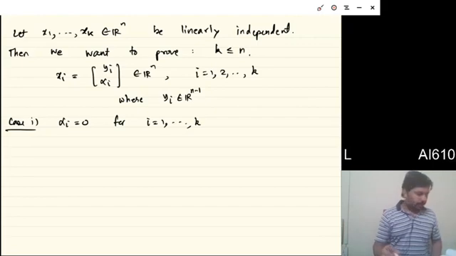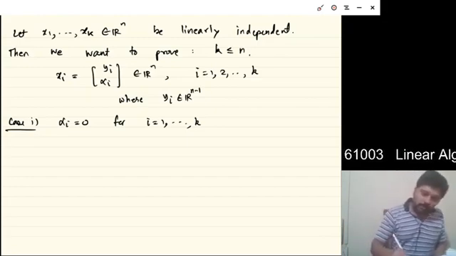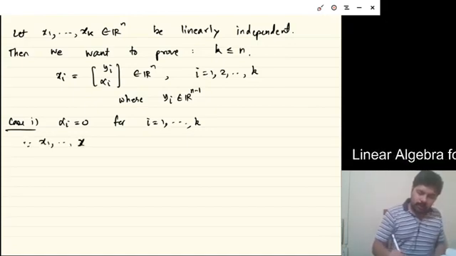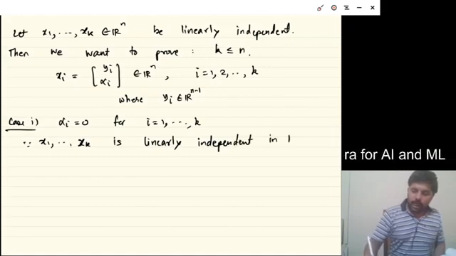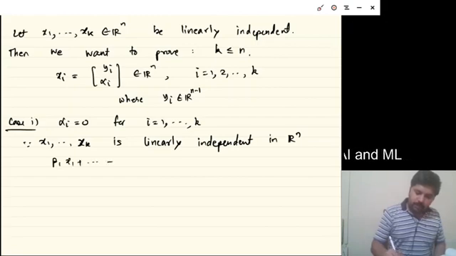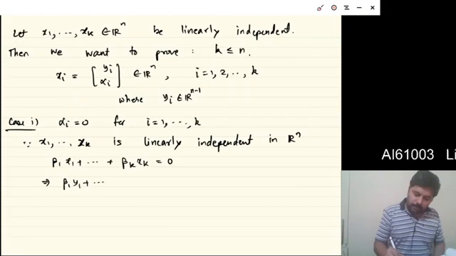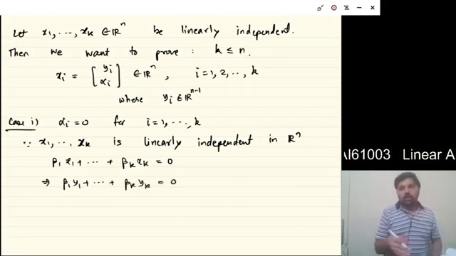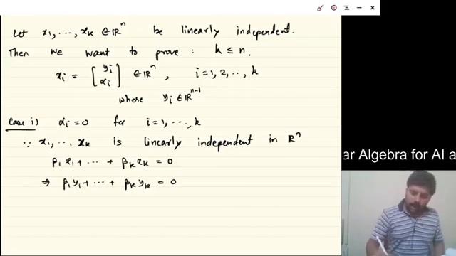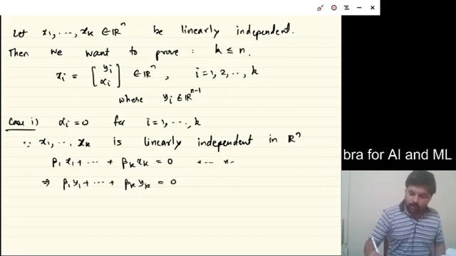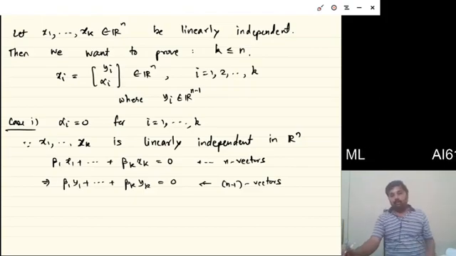We will see what holds true. Since x1 up to xk is a linearly independent set in Rn, beta 1 x1 plus beta k xk equal to 0 will imply that beta 1 y1 plus beta k yk also is equal to 0, because all the alpha i's are equal to 0. This is a vector equation where these are n vectors and these are n minus 1 vectors. I am just dropping the last entry because those last entries are anyway equal to 0, so it doesn't matter if I drop them.